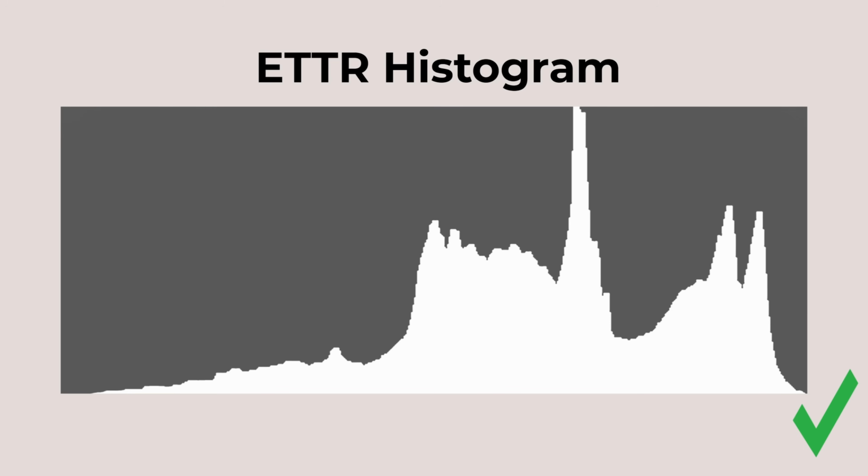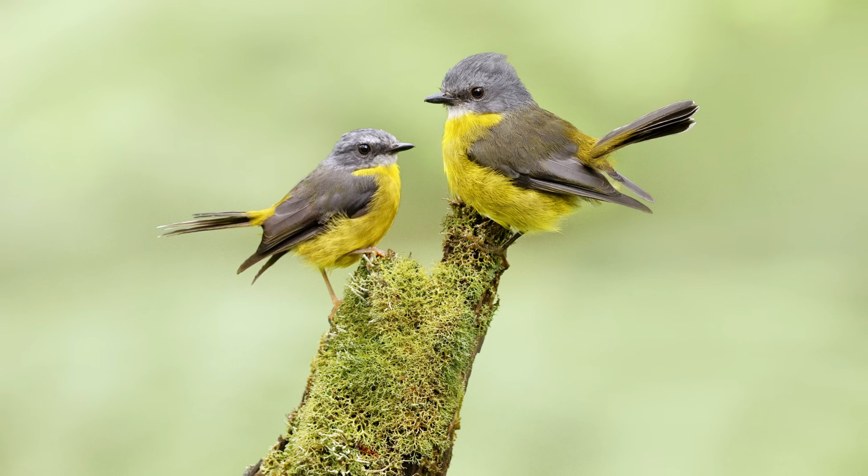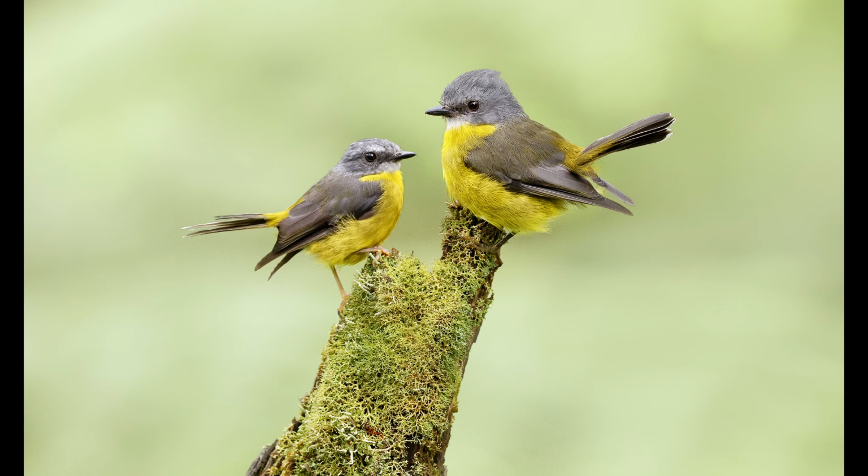So the key takeaway here is that exposure is no weird mystery thing. It's simply the combination of aperture, shutter speed, and ISO that you dial in yourself on your camera that creates the exposure for you. So understand your histogram, expose to the right, and you're on your way to perfectly exposed images.